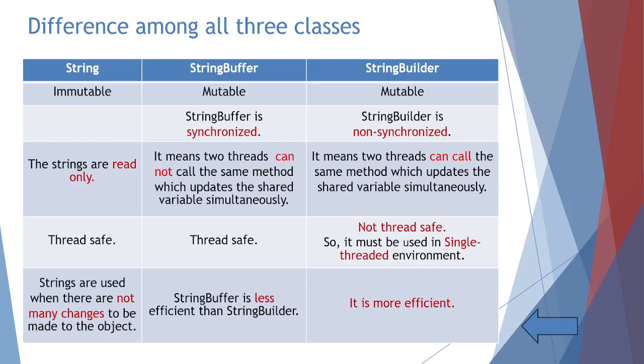Whenever there is a string which does not require changes, we go for the String class. StringBuffer is slower because of synchronization. And StringBuilder is more efficient in a single threaded environment. So keeping these things in mind, programmers create strings using either the String, StringBuffer or StringBuilder classes.